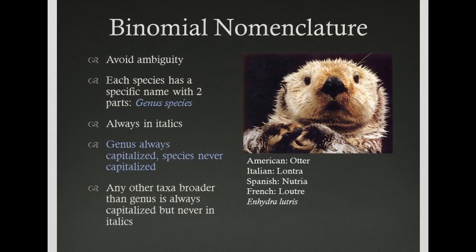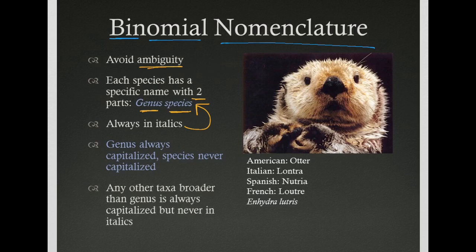Binomial nomenclature is also something Linnaeus came up with. Besides the system, this is a huge thing that he came up with. Binomial nomenclature literally means a 2-name naming system. We use this to avoid ambiguity, so avoid being vague or getting mixed up. Each species has a specific name with 2 parts. It's like a first name and a last name. There might be lots of Johns, but there might not be a lot of John Menkins, or whatever your last name is. And so the 2 parts are its genus name and its species name.